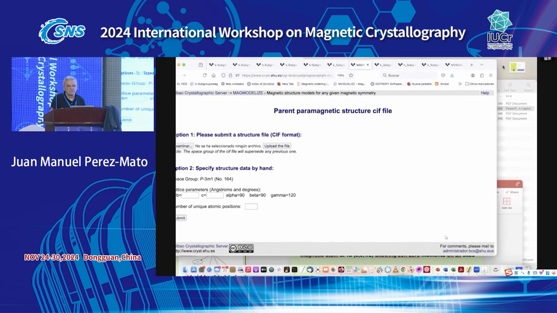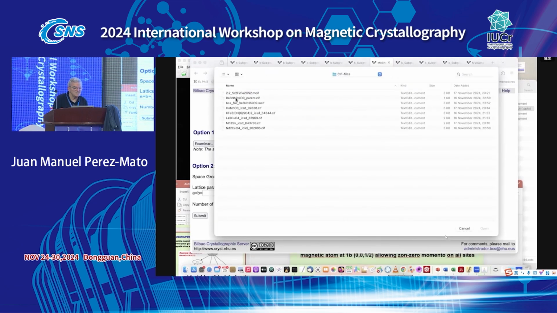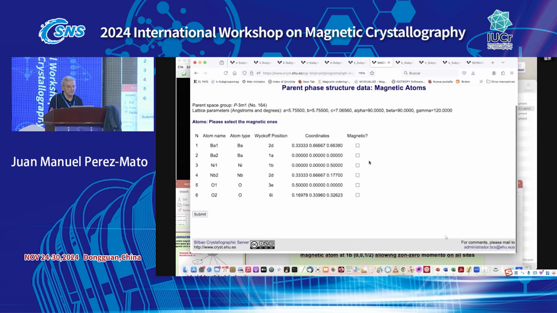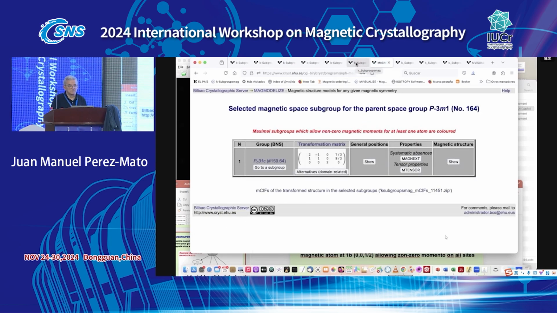And now the program Mac Modelize is asking me for a zip file of the parent structure. So I go to my list, and I think it's this one here, no? It's barium, 3, niobium, and so on. So I upload this file, and now I have to indicate which is the atom which is magnetic, which in this case is a single one here, nickel. I submit it. And now the program knows which is the site which is magnetic, and now it's going to do the calculations, the symmetry restrictions for this group. Voila.